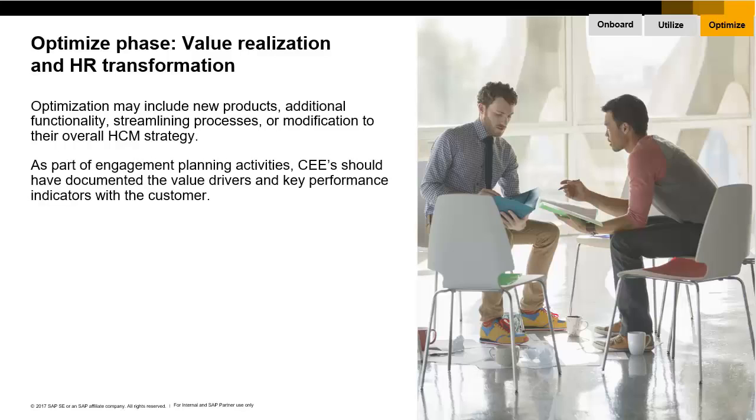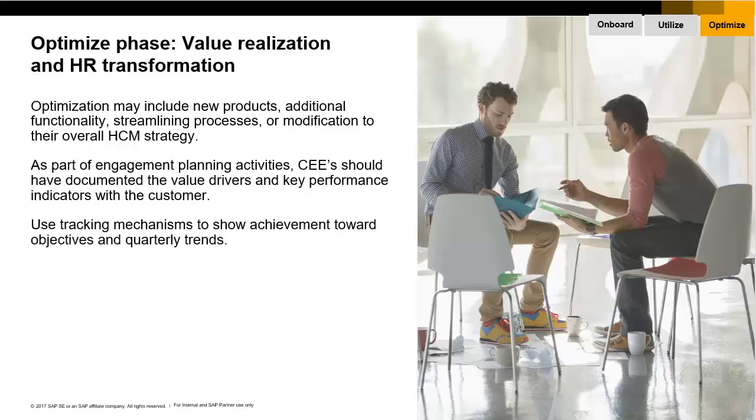As part of the ongoing engagement planning activities, the CEs should have documented the value drivers and key performance indicators with the customer. As we previously discussed, often this information is available from the pre-sales cycle. However, it's important to revisit this to capture any changes or updates. Using tracking mechanisms, such as the quarterly check-in tracker, is a useful way to show achievement towards these objectives and quarterly trends.